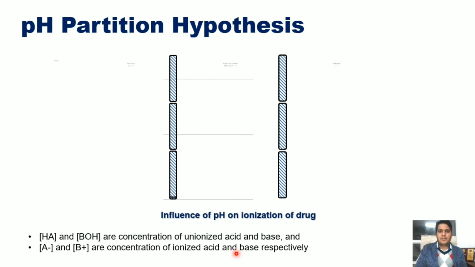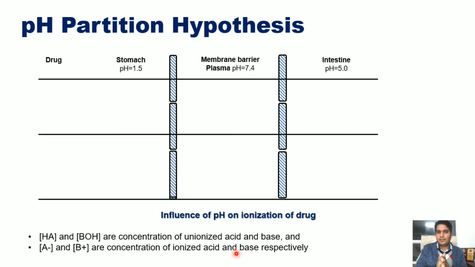Suppose these are the membranes, and these membranes separate the stomach from the plasma, and the intestine from the plasma. In the first example, a weak acid, ibuprofen, the pKa value is 4.4 here. In the stomach it has a higher concentration of the unionized form and a lower concentration of the ionized form. So it will be better absorbed from the stomach and go into the plasma. And the pH of the plasma is 7.4.